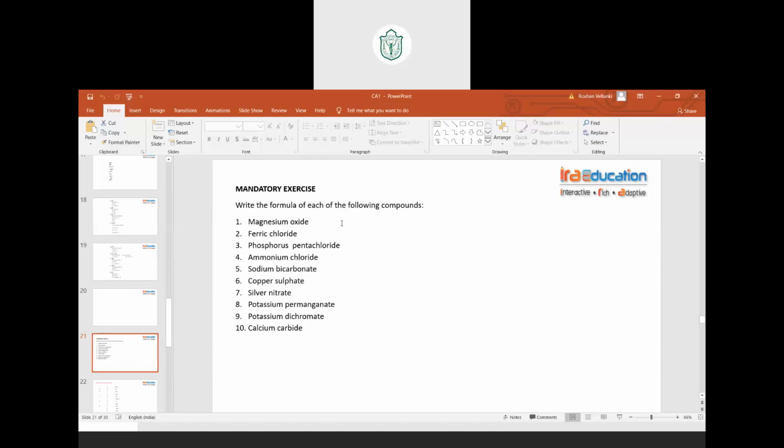We have magnesium oxide, ferric chloride, phosphorus pentachloride, ammonium chloride. Only metals, I want the oxidation number for metals. Sodium bicarbonate, copper sulfate, silver nitrate, potassium permanganate, potassium dichromate, calcium carbide.